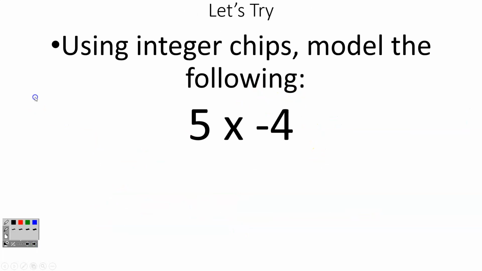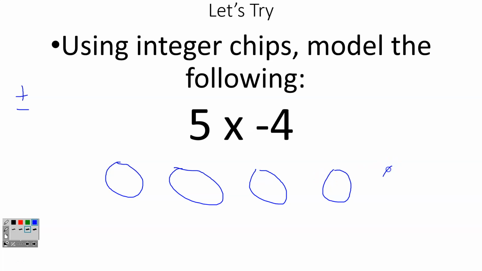Using integer chips, I'm going to use those plus and minus signs. Model the following: 5 times a negative 4. What this is saying is I need 5 groups of negative 4. So I'm going to draw 5. 1, 2, 3, 4, 5. And I'm going to put 4 negatives in each one. Almost looks like smiley faces. Okay, so there's my 5 groups of 4 negatives.